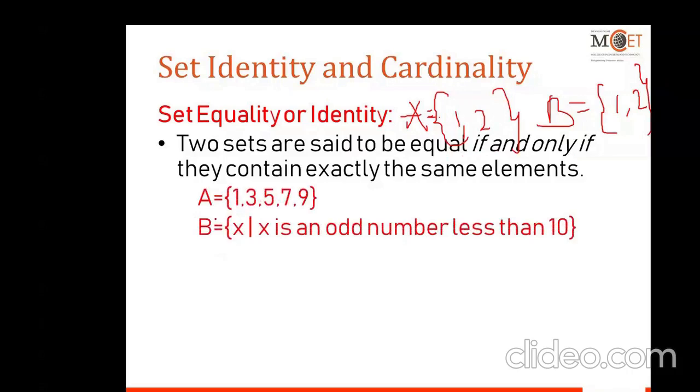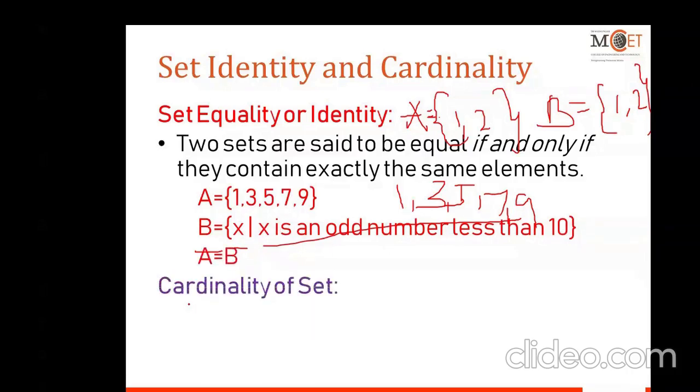Consider this example. What is A? A has five elements, that is 1, 3, 5, 7, 9, whereas B has a condition on x. The value of x will depend on a condition, that is x is an odd number less than 10, right? What are the odd numbers less than 10? 1, 3, 5, 7 and 9, right? Therefore A and B are equal.